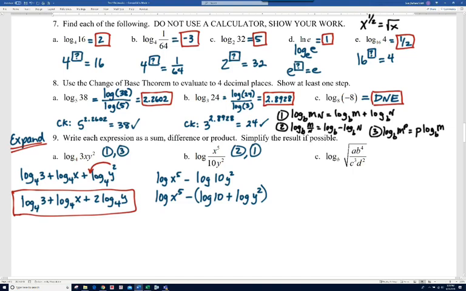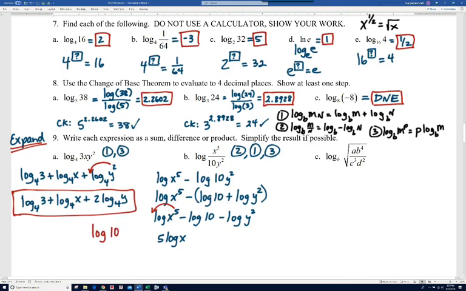So now let's go ahead and distribute. We get minus log of 10 minus the log of y squared. And now we can use property 3 and we'll move those exponents out front. This becomes 5 times the log of x. Now notice the log of 10. Hopefully you look at that and you're like, I think I might be able to do something with that.